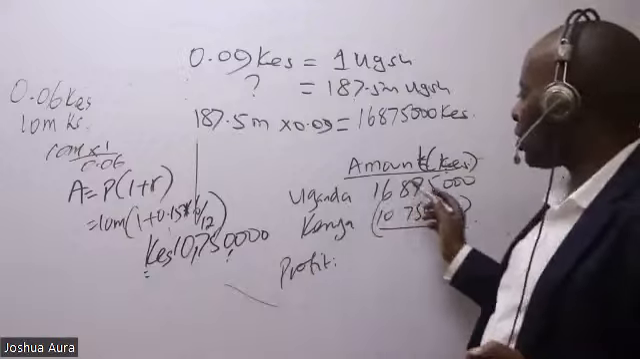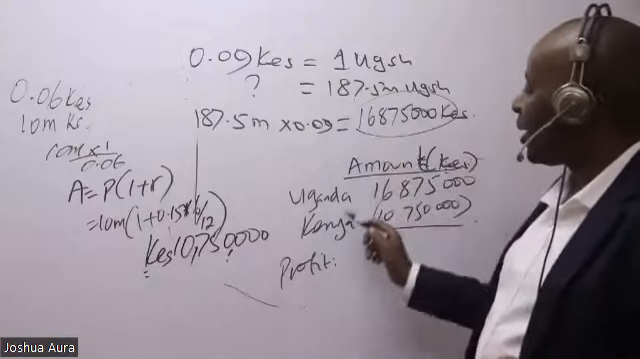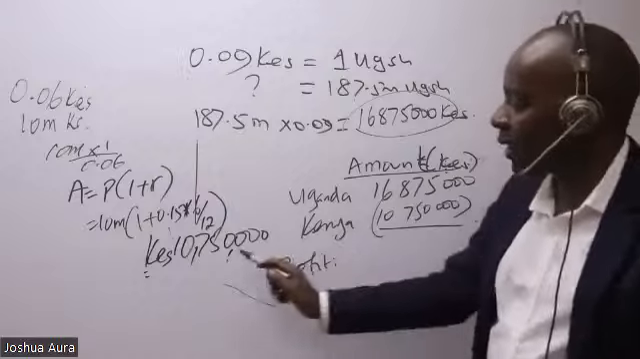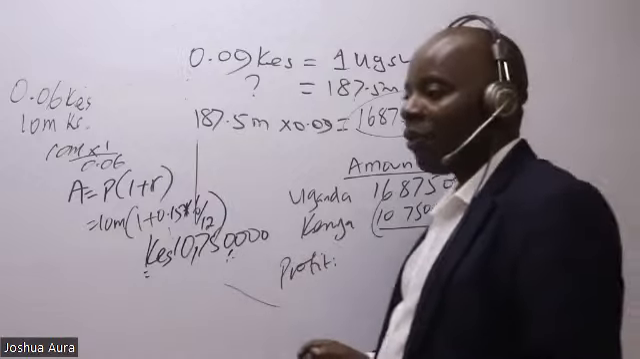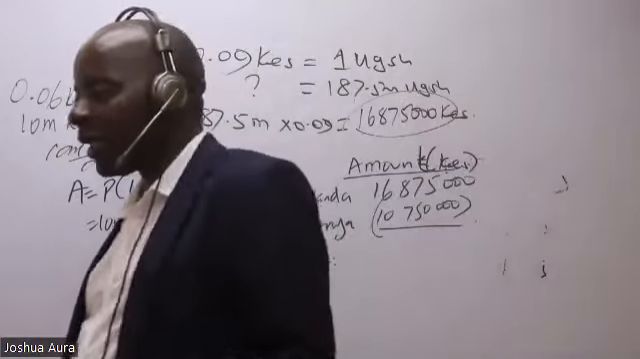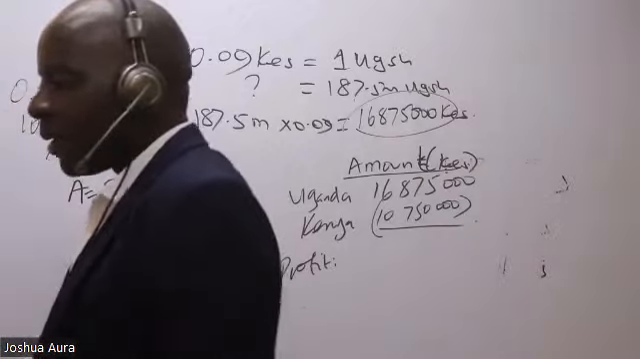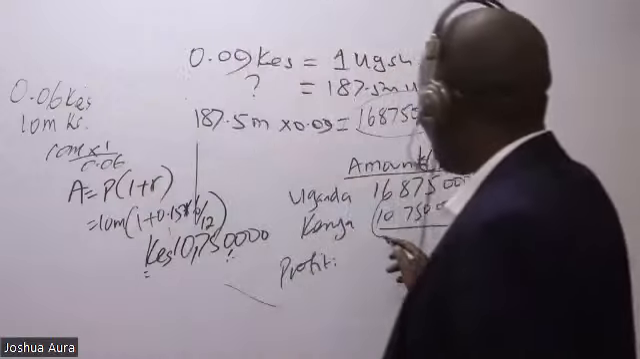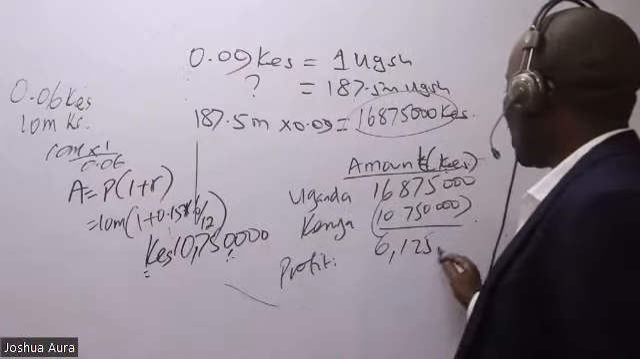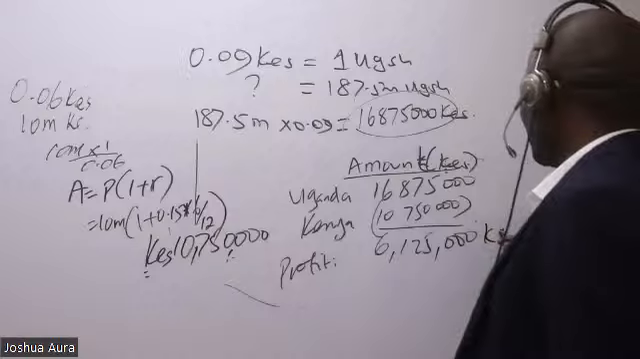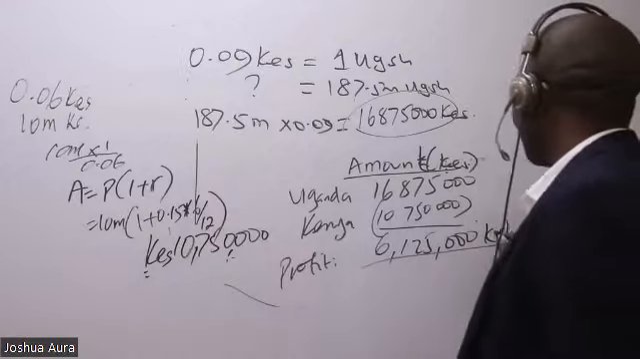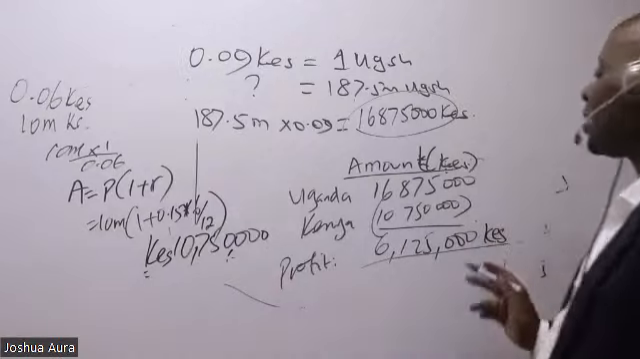So the Uganda route is giving me this amount. The Kenya route was giving me this amount. So at the end of the day, how much will I get as my profit? My profit, I'm being told, is 6,125,000. 6,125,000 Kenya shillings, like that.